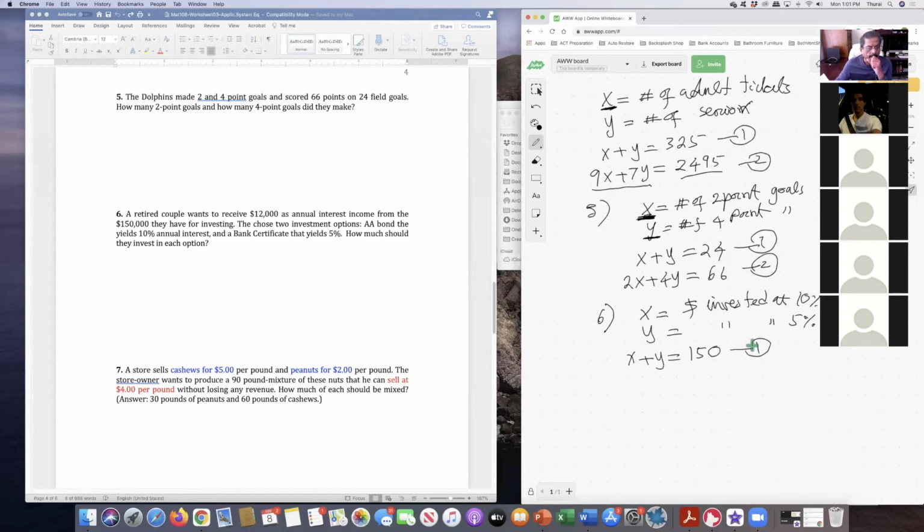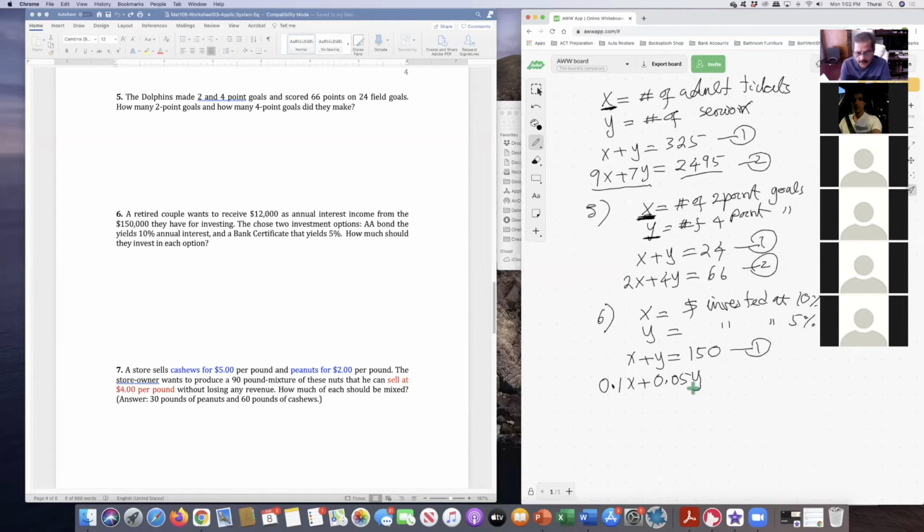And now I have to account for the income. So total income earned has to be 12,000. So can anybody translate that? So it's 0.1x plus 0.05 multiplied by 150,000 minus x equals 12,000. That's exactly what I don't want you to do. You're translating into 1 equation. I don't want you to do that.